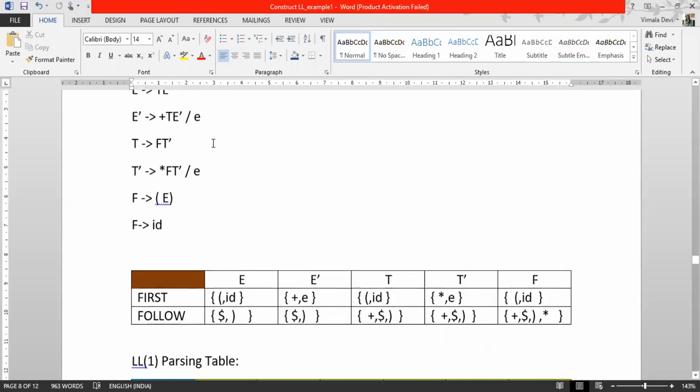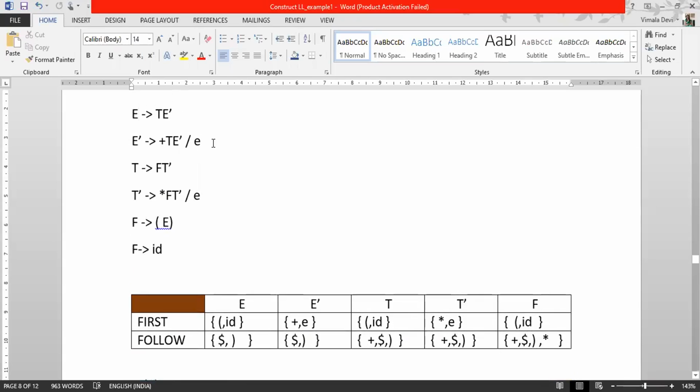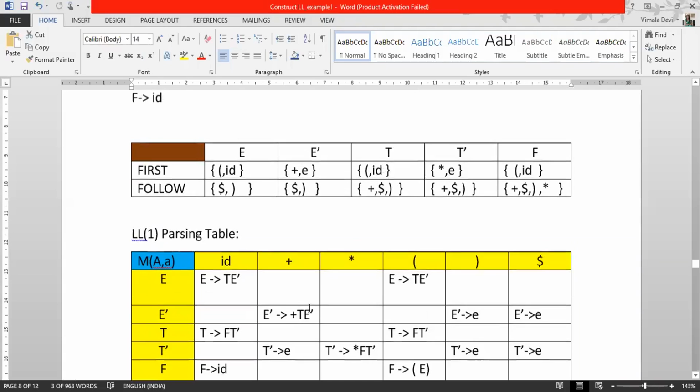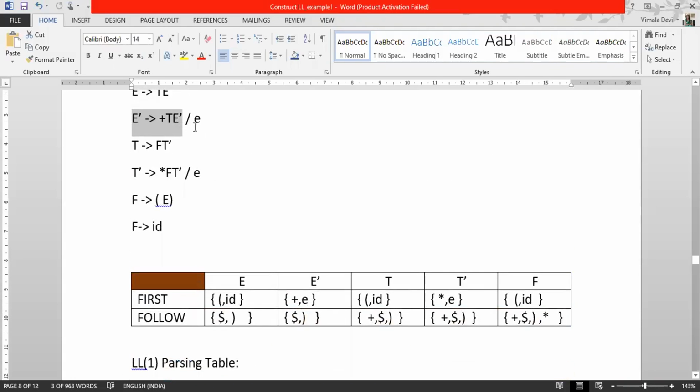Now let's move on to the second rule. Actually, E dash has two alternatives. Let us consider it as two rules. One is E dash derives plus TE dash. Another one is E dash derives epsilon. So let us consider only this rule, E dash derives plus TE dash. So try to find what is first of E dash from this rule. From this rule, first of E dash is only plus, right? So at E dash comma plus, you enter the rule E dash derives plus TE dash. At the same time, we know that E dash produces epsilon.